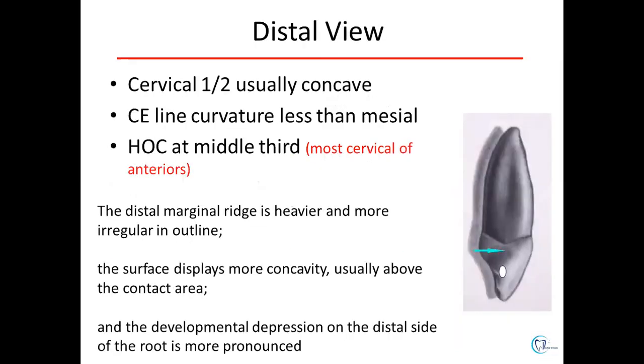Now, when we see the distal view, the cervical half is usually concave. The cementoenamel line curvature, the cervical curvature, is less in comparison to the mesial, which we have already discussed: always the cervical curvature is more on the mesial side and less on the distal side. The height of contour is present in the middle third and the distal marginal ridge is heavier and more irregular in outline in comparison to the mesial. The surface displays more concavity and the developmental depression is more pronounced. So these are the distinguishing features when we compare the canine of the right and the left side: the distal marginal ridge is heavier, the distal surface is more concave and there is a developmental depression which is more pronounced on the distal side.